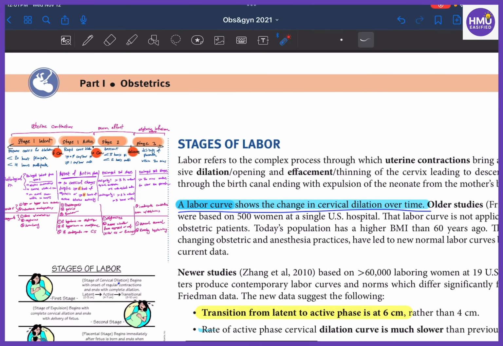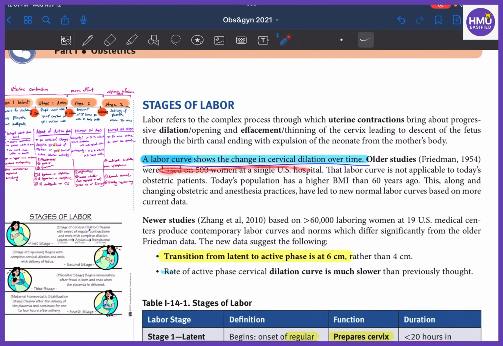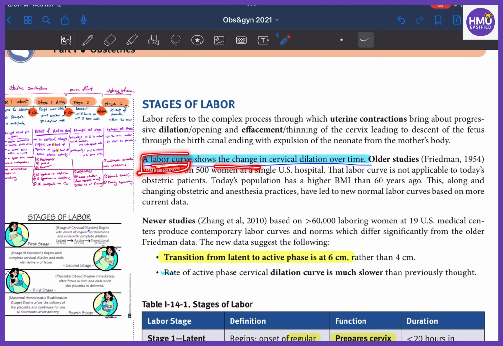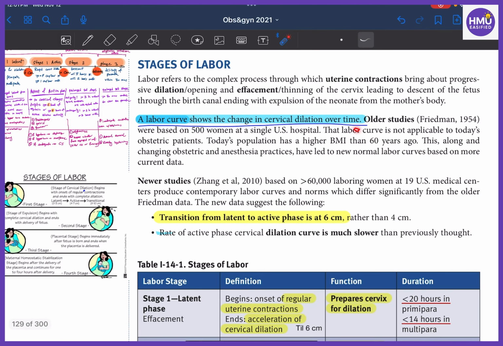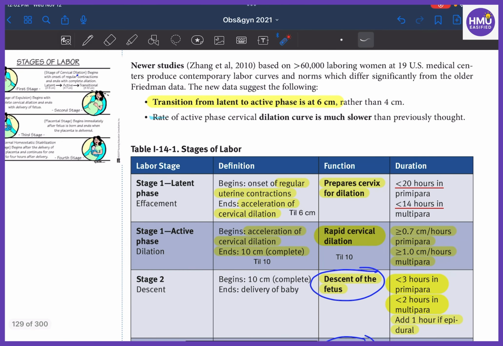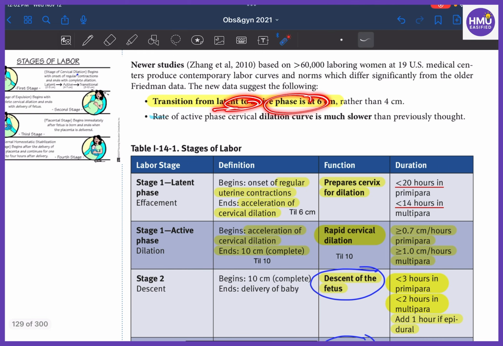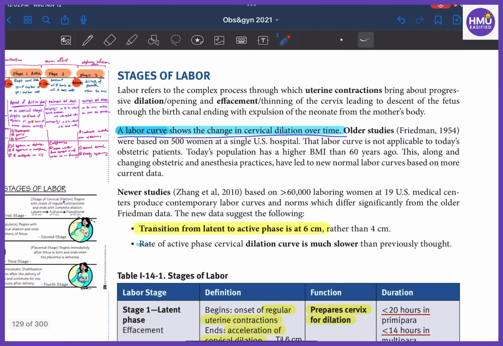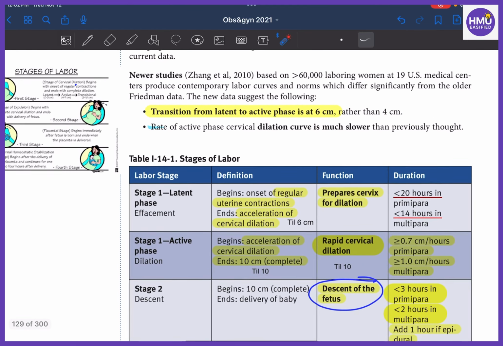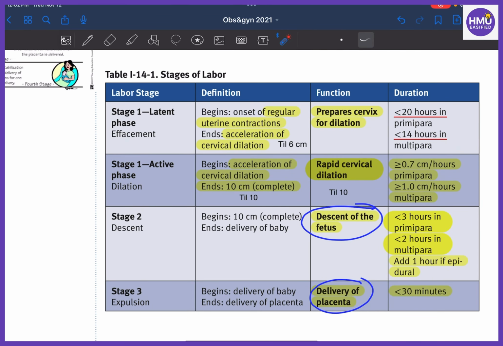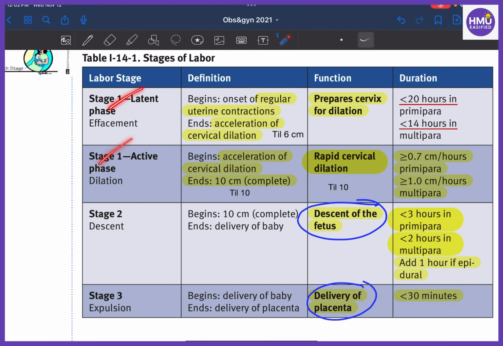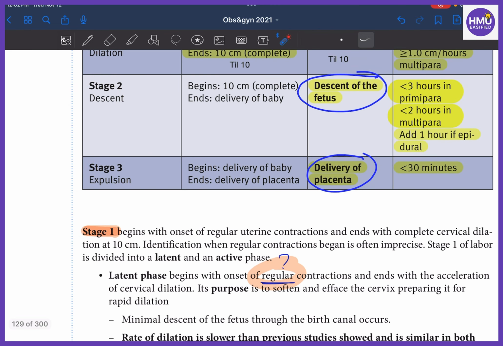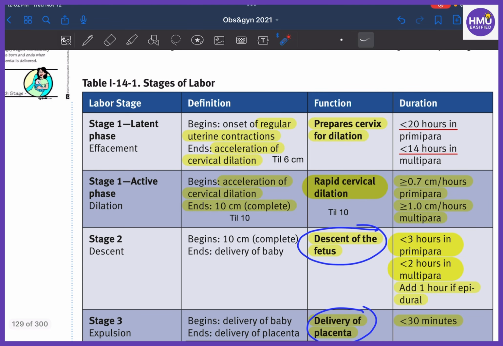So for the stages of labor, what's important is this one line: a labor curve shows the change in cervical dilatation over time, though newer studies differ from older ones. Anyways, the transition from latent to active phase is at 6 centimeters rather than 4 centimeters. The note above said 4 centimeters, but here it says 6 centimeters. So what are the stages of labor? We said there is stage 1, stage 2, stage 3, and then stage 4, which is where the mother recovers and returns to homeostasis. I don't care about that stage.